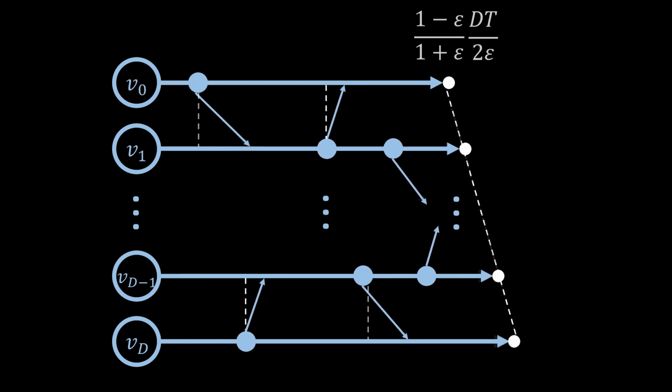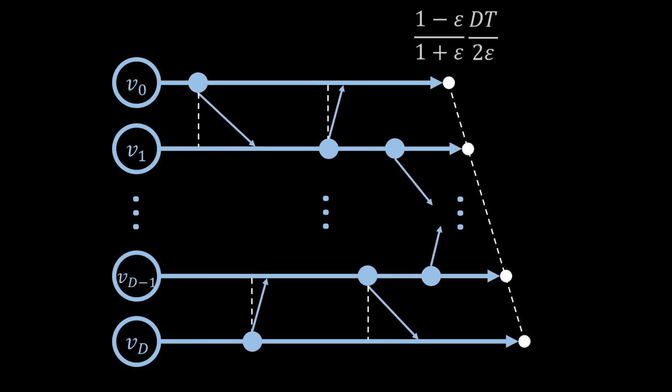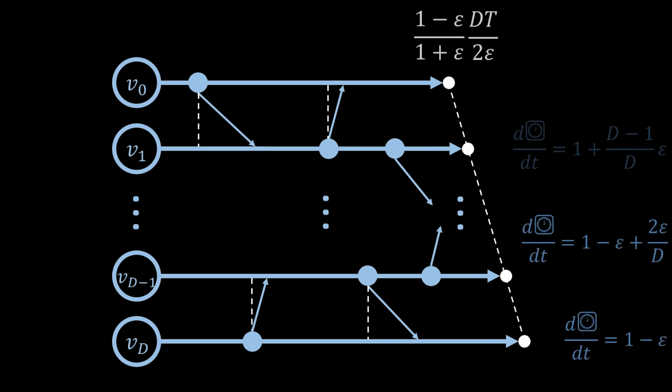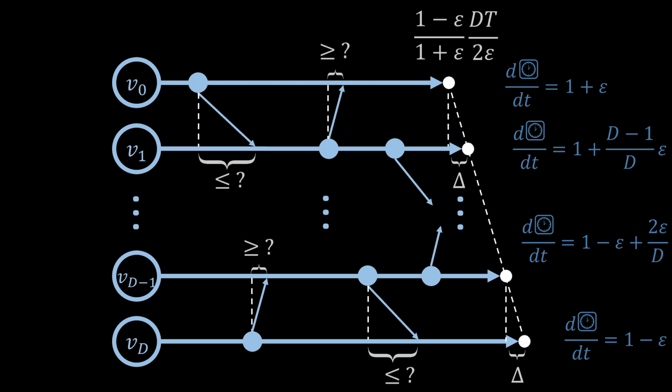Let's now look at the third execution, where the clock of node V0 runs faster than the clock of node V1 and so on. The clock rates increase by 2 epsilon divided by d from node to node. We get that the clock rate of node Vd is 1 minus epsilon, and the clock rate of node V0 is 1 plus epsilon. What does that mean for the delta between neighboring nodes? And what are the message delays?